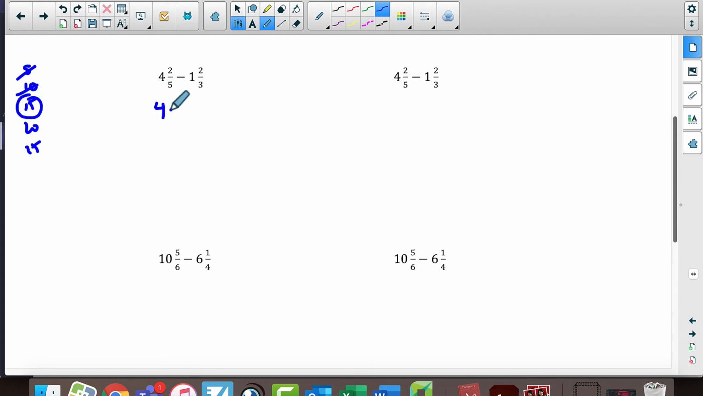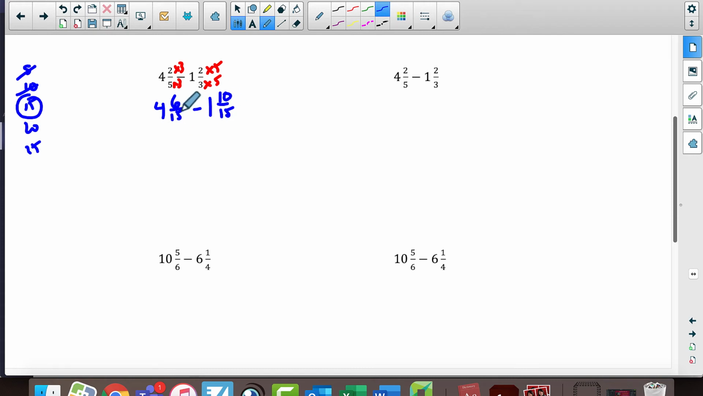You're going to have 4 and something over 15 minus 1 and something over 15. So what do you multiply the 5 by to get 15? Times 3. Do the same to the top. What do you multiply the 3 by? By 5. Do the same to the top. So 2 times 3 is 6, and 2 times 5 is 10. All right, so now you could switch it into improper.